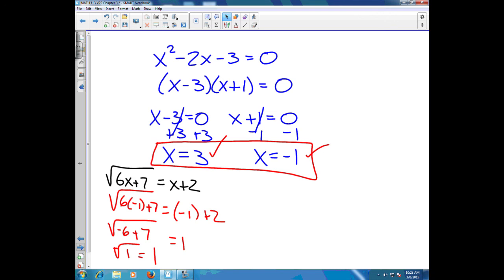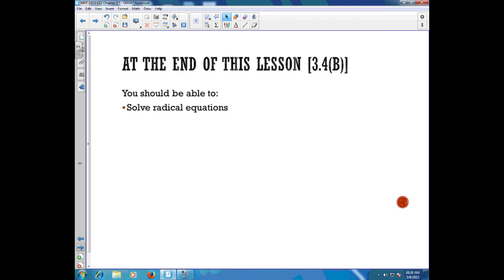So at the end of this lesson, you should be able to solve radical equations.